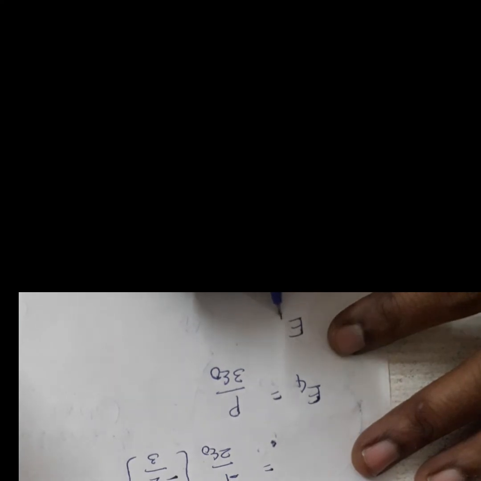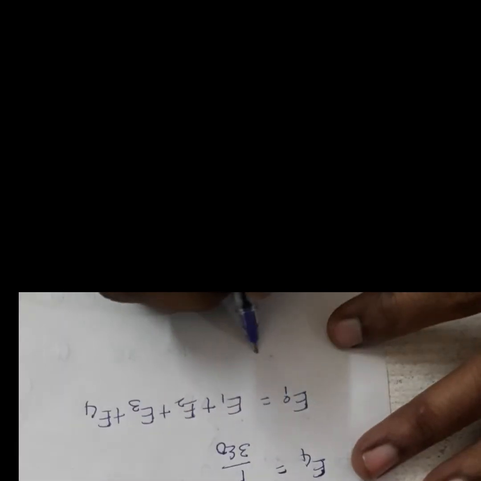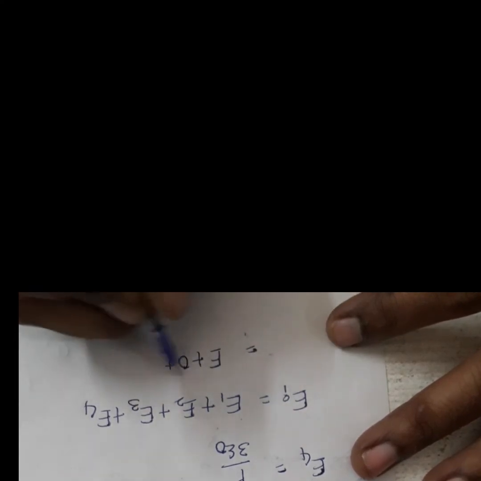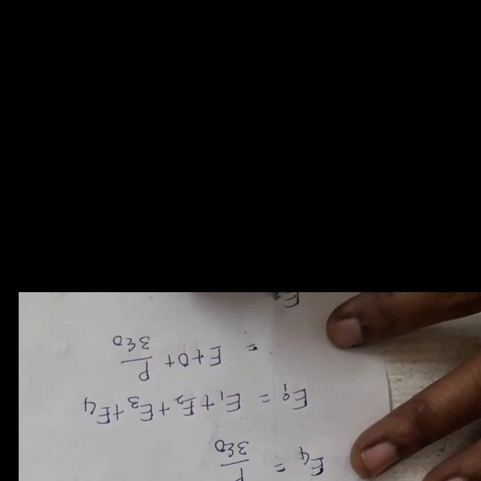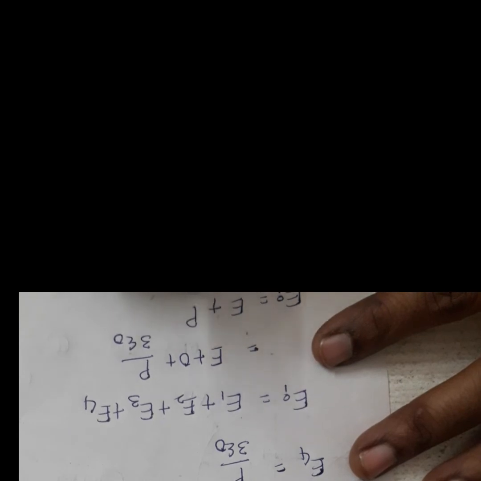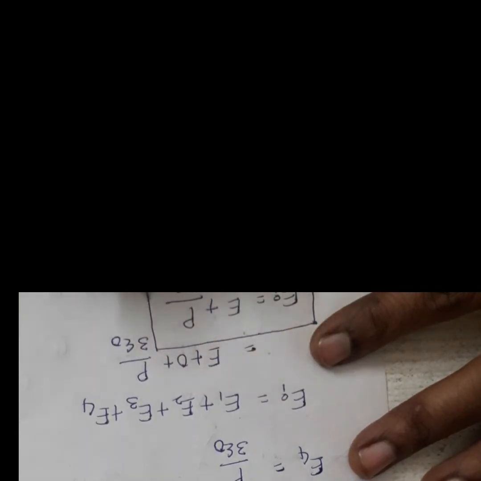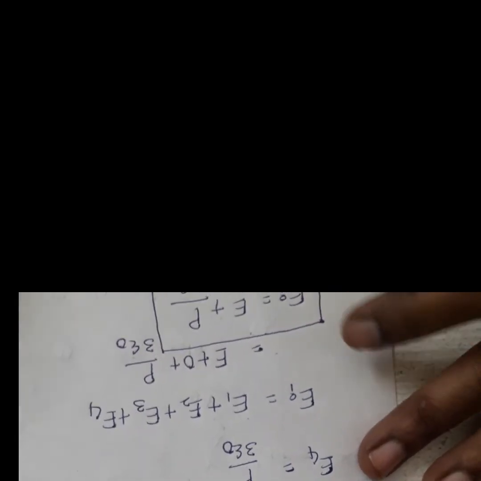But we know that internal field that will be E1 plus E2 plus E3 plus E4. And E1 plus E2 that is E. E3 that will be 0 and E4 that will be P by 3 epsilon naught. Now total internal field E of I that will be E plus P by 3 epsilon naught. This is the internal field or Lorentz field of an atom.